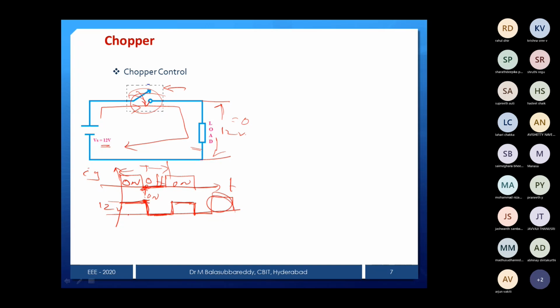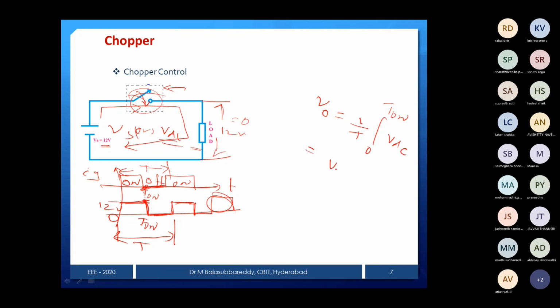You get the output voltage waveform like this: 0, T on, and this total I call T. Then at any instant you want to find the average output voltage, whether it is a phase control rectifier or chopper or anything, to get the average output voltage you integrate over one full cycle. What is one full cycle? 1 by T, integration 0 to T on, output is Vs or VDC.